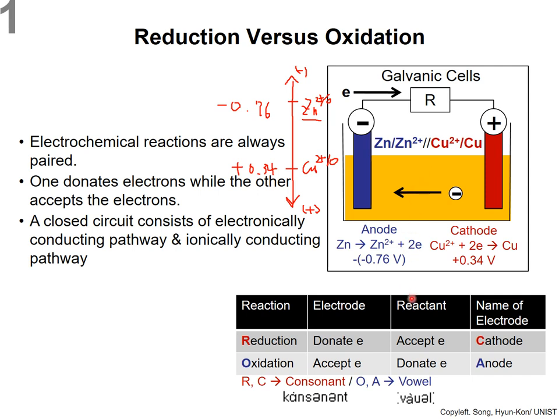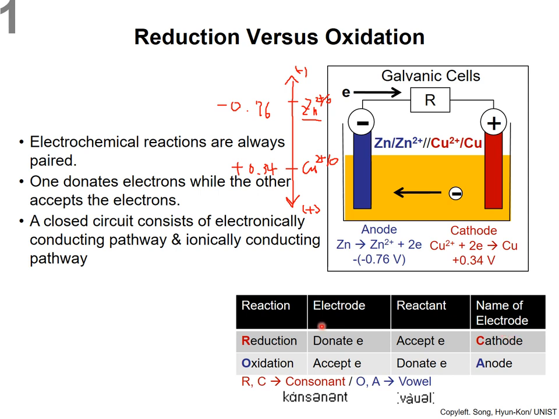Let me talk about the cathode and anode. What happens? Reduction. In the case of reduction, maybe in this picture, Cu2+/Cu. From the viewpoint of the electrode, the electrode would donate the electron to copper 2 plus. So this is the electrode, and copper 2 plus exists inside of the electrolyte. From the viewpoint of the reactant, the copper 2 plus accepts the electron. So in the case of this reduction reaction, the electrode is called the cathode. Again, the cathode is the electrode at which reduction happens.